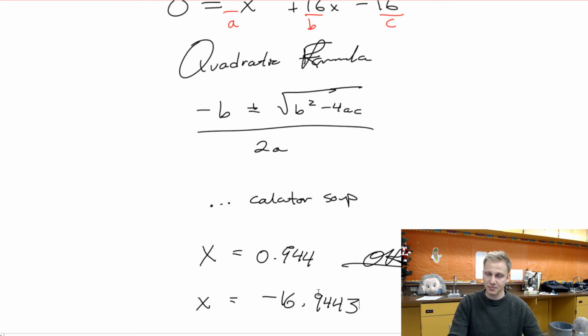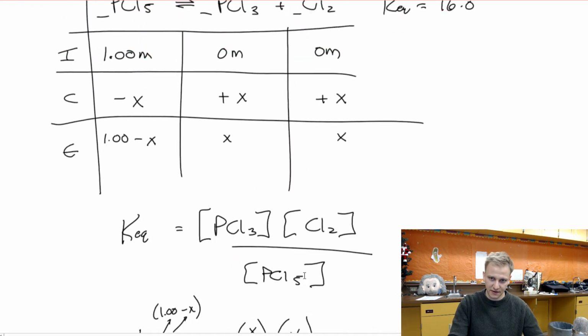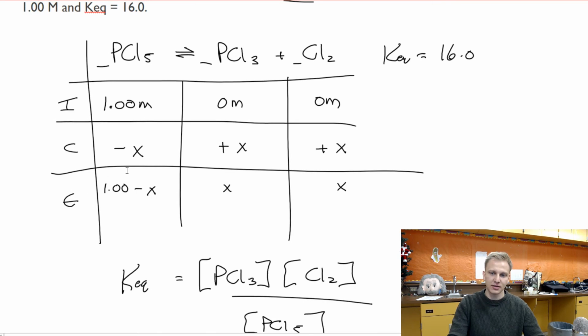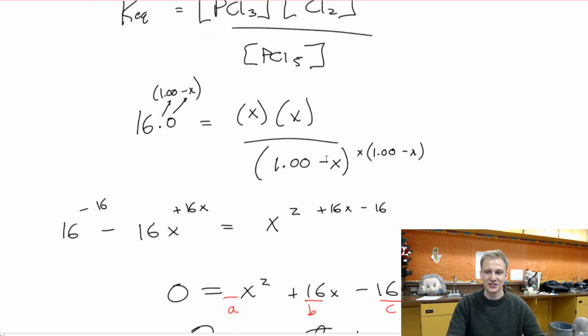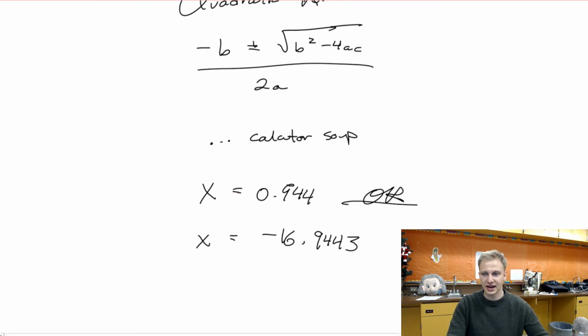Now what will happen is one of your answers will be bigger than this number here, or it'll be a negative answer. If we get a negative answer, what that means is we're losing PCl3 and Cl2, but we never had any to begin with, so it's not possible for us to lose any. So immediately we know that this negative answer is not the correct answer.